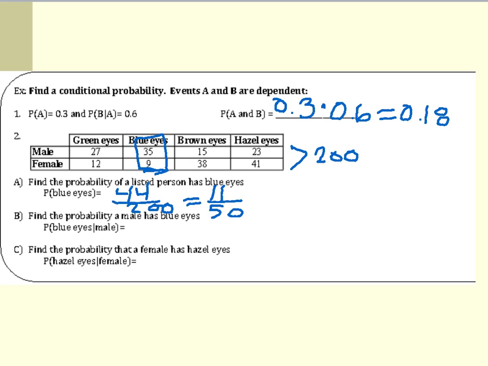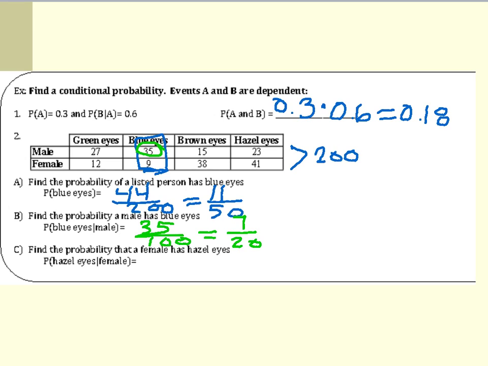Next, the probability that a male has blue eyes. Now we're only talking about males having blue eyes. So a male with blue eyes is right here. That's 35. So the probability that a male has blue eyes, so the probability of blue eyes given that it's a male, that's 35 out of 100. And if you reduce that, it reduces to 7 out of 20.